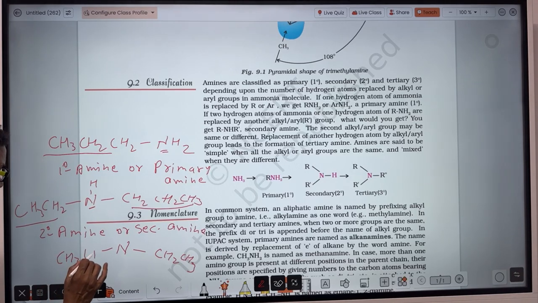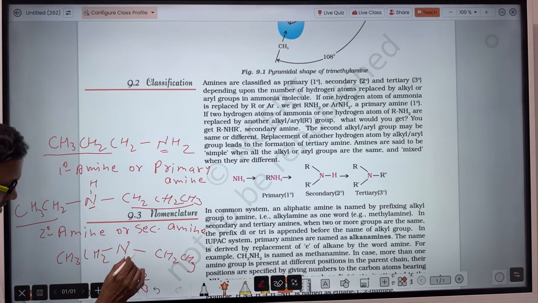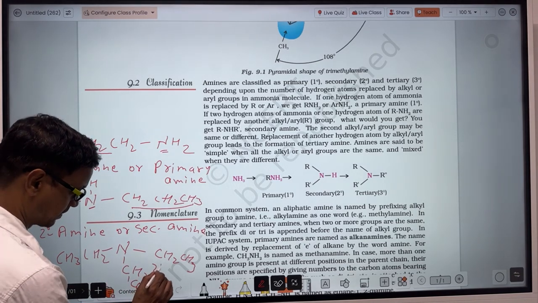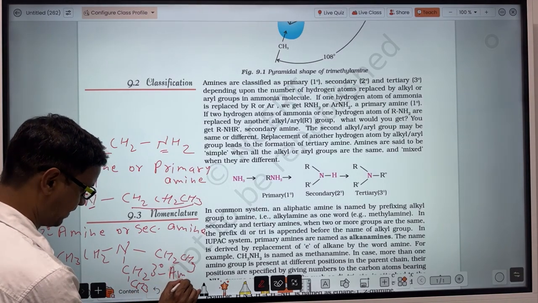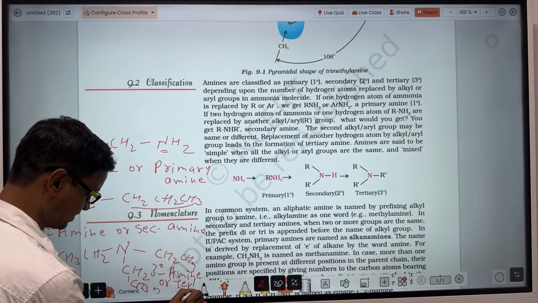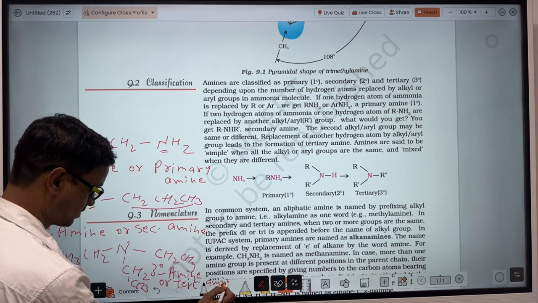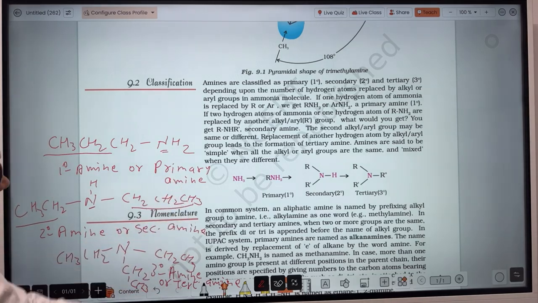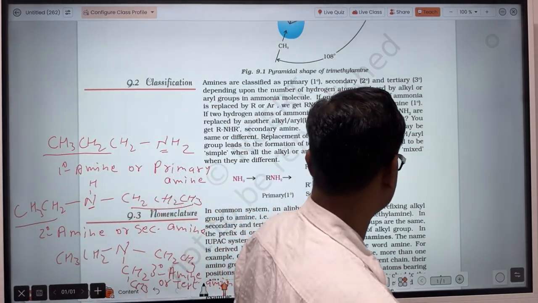3 hydrocarbons are present there. So that is called tertiary amine or 3-degree amine. That you call 3-degree amine or tertiary amine. Clear? That is the classification here.